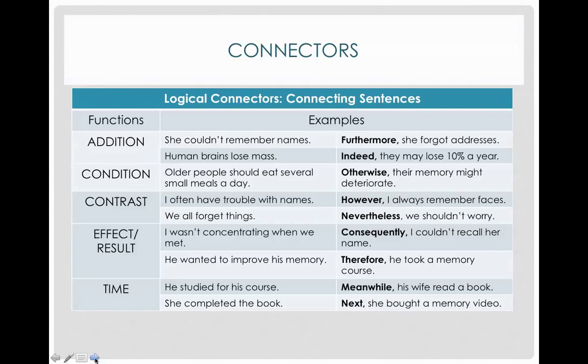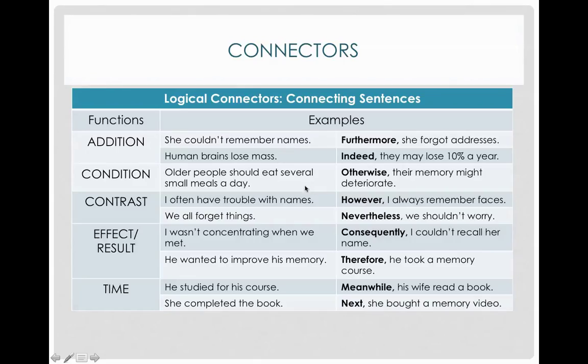And this is what it looks like when you use connecting sentences with logical connectors. Okay, she couldn't remember names. New sentence, furthermore, and comma. She forgot addresses. Human brains lose mass. It means they lose the amount. Indeed, comma, they may lose 10% a year. So here I'm adding something new to the sentence I said before.